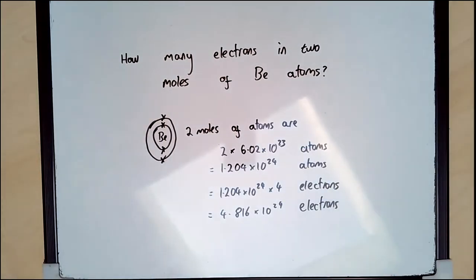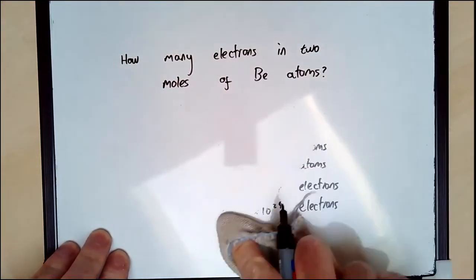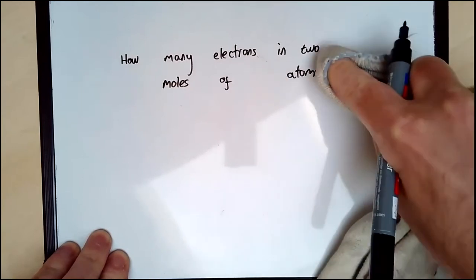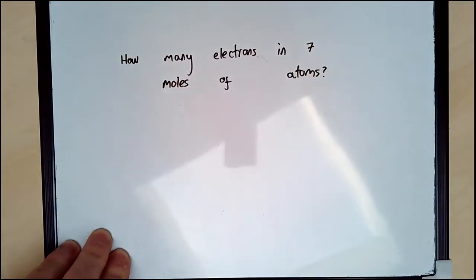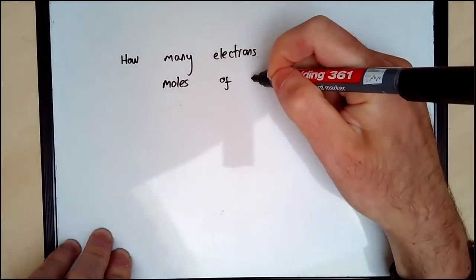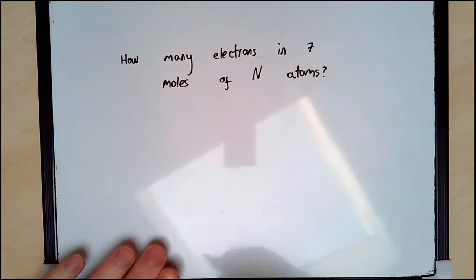Let's have you guys try one. So if I said to you how many electrons are in, let's not go with 2 moles of Be atoms, but let's go with 7 moles of nitrogen atoms. Pause the video, work that one out, and then press play. Okay, so you should only now be listening to my voice if you've done this question. If you've not done the question, like I've said before, you're wasting your time.